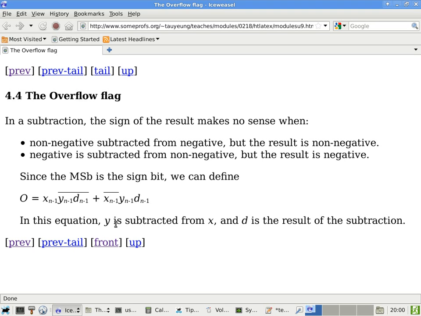It does not make sense, right? The sign of the result does not make sense. I start off with a negative number, I subtract a positive number from it, and I somehow end up with a non-negative number. And that's why the overflow flag will be a 1 when this pattern happens. Is that making any sense?